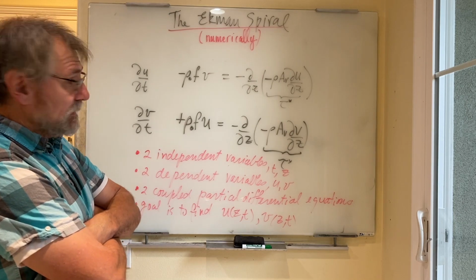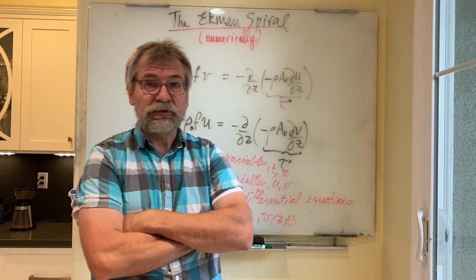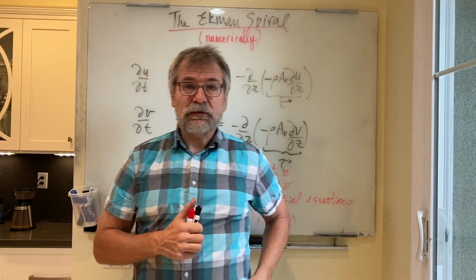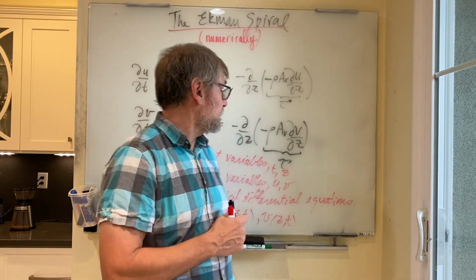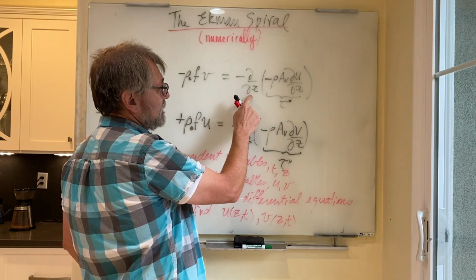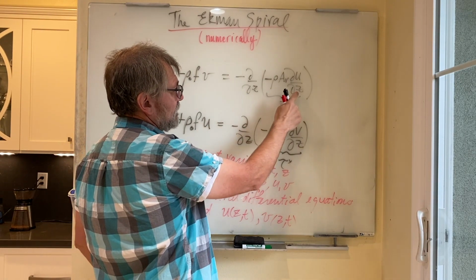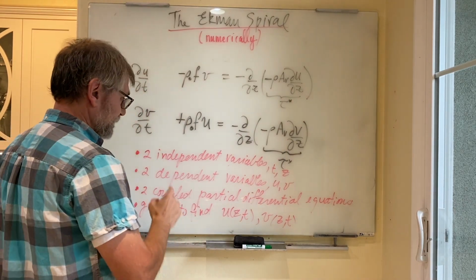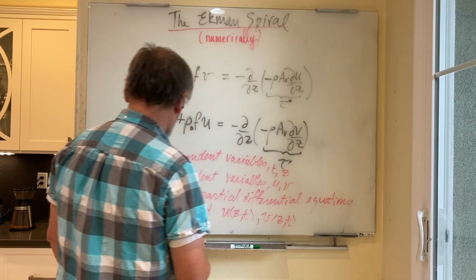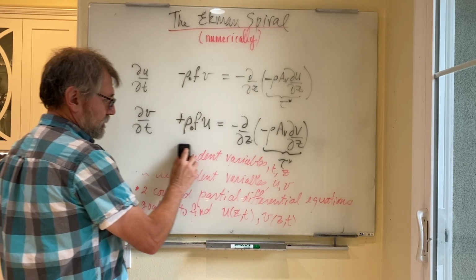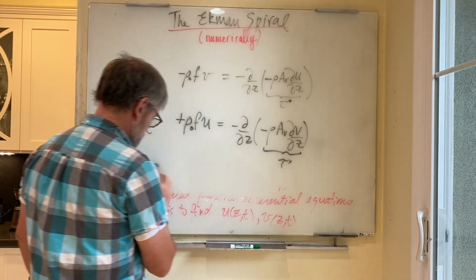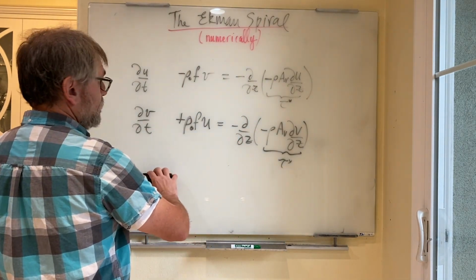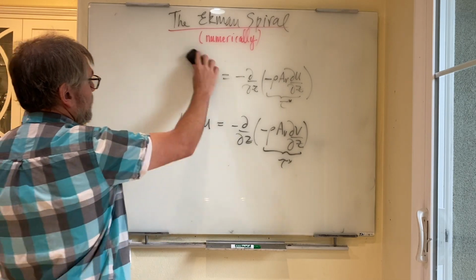And like I said, we're going to replace these derivatives, both the time derivatives and the space derivatives, using finite differences. The first thing I'm going to do is convert this d/dz into finite differences, and this d/dz into finite differences. I'll show you a little bit how we're going to do that before we go to the computer.